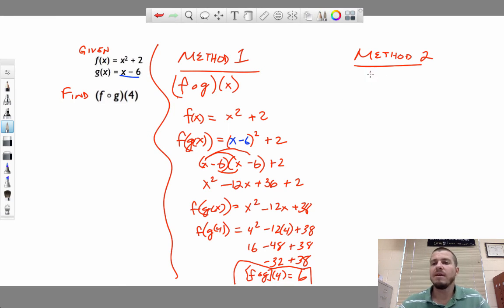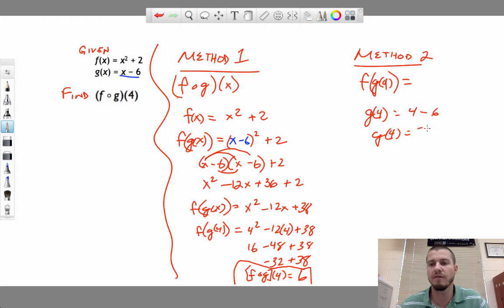The second method is, because this means the same thing as f of g of x, like this, in this case, it's going to mean the same thing as f of g of 4. So what I can do is find g of 4. So plug 4 in the g function. g of 4 is going to be 4 minus 6. And so g of 4 is equal to negative 2.